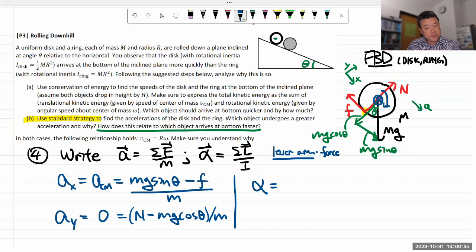Gravity is providing zero torque because distance is zero, so lever arm is still zero. The only force with any kind of lever arm is the friction force, with this distance being the lever arm. So I'll say, oh, that's the radius. Radius times the force, friction force, that's my torque, divided by rotational inertia. So this is the place where there will be a difference between a disk and a ring.